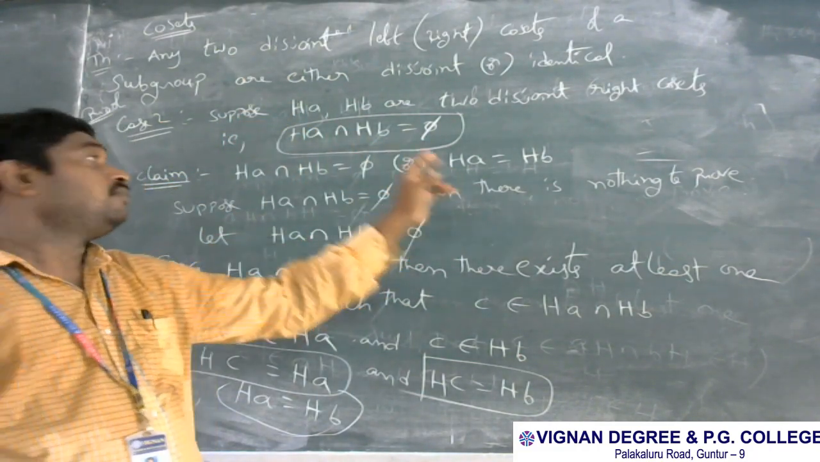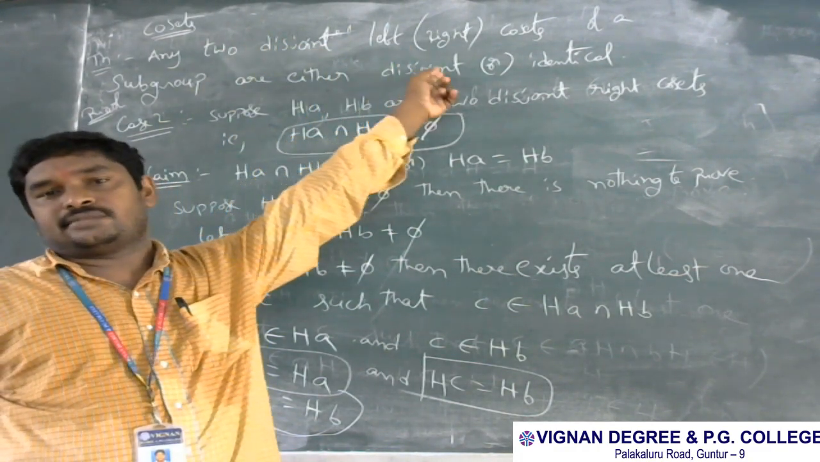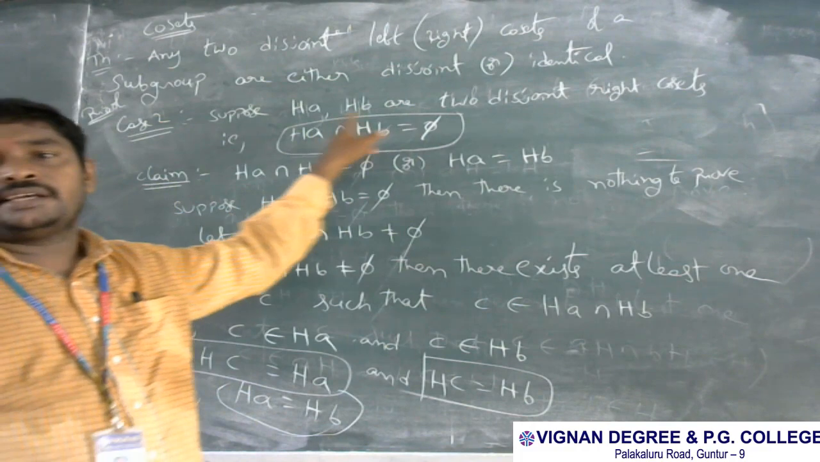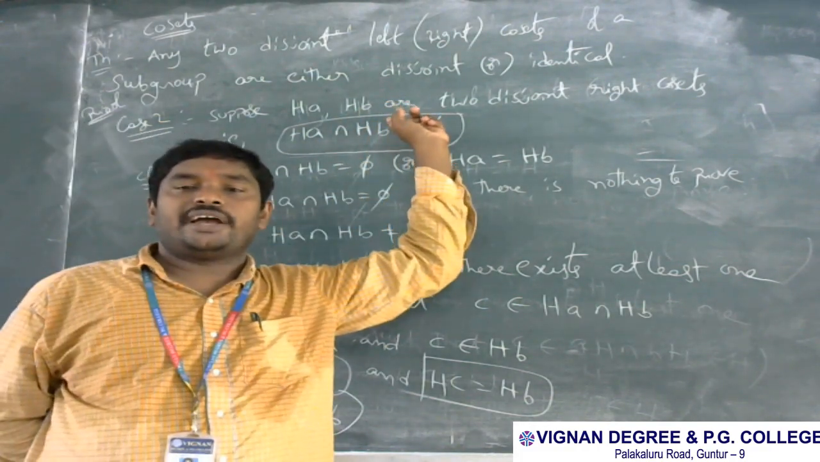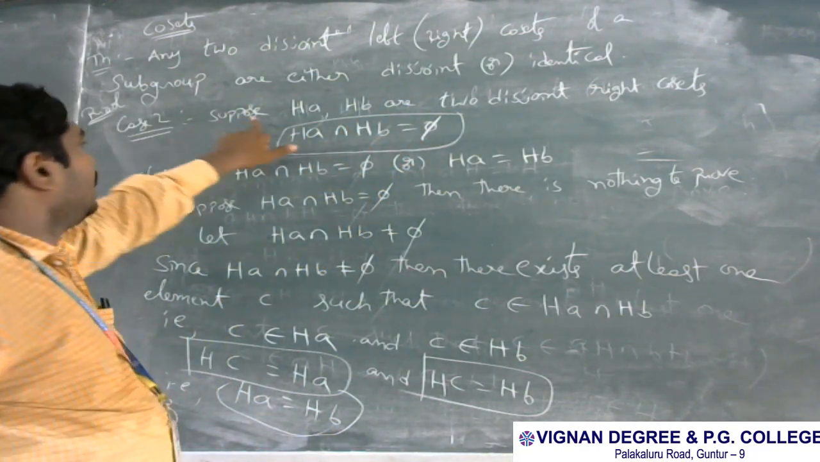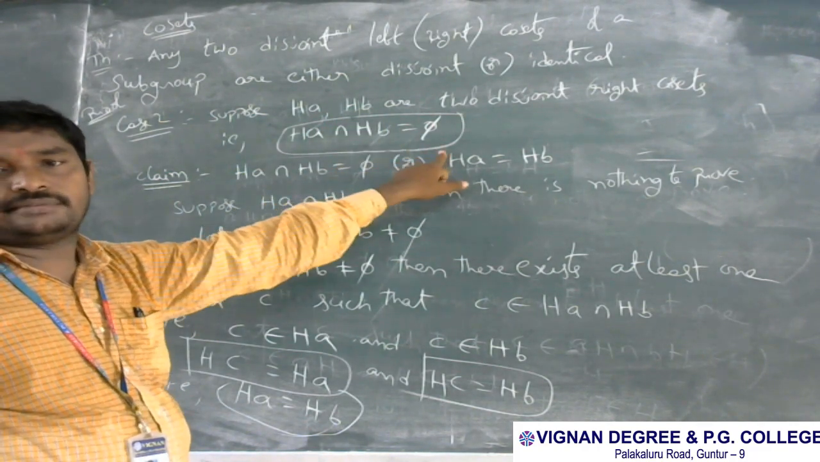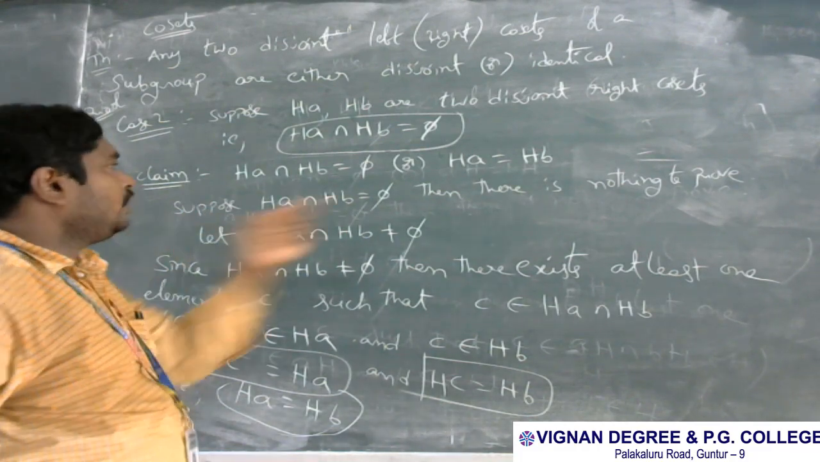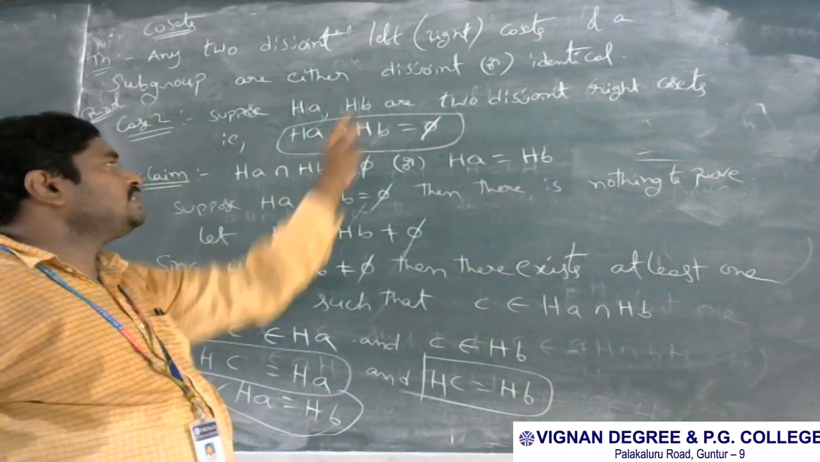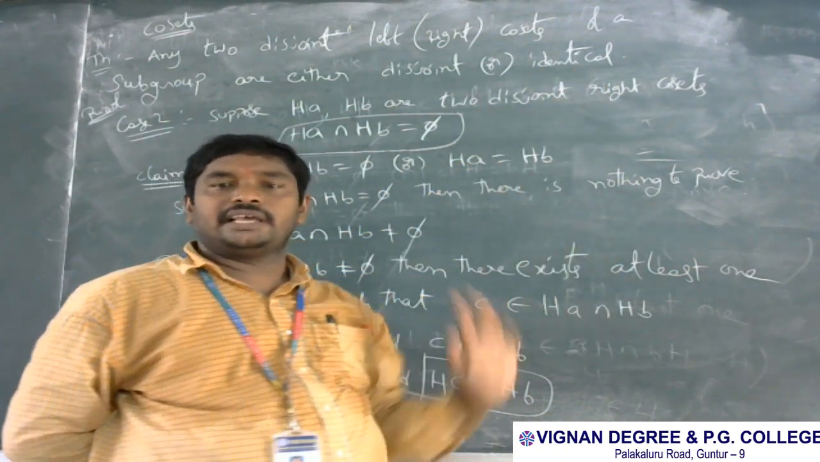Okay, friends? What you have taken is case 2: two right cosets. How right cosets? Disjoint right cosets. So I am taking HA, HB as two right cosets. Next, disjoint right cosets means there is no common point, so the intersection is equal to empty set. Identical means both must be equal.